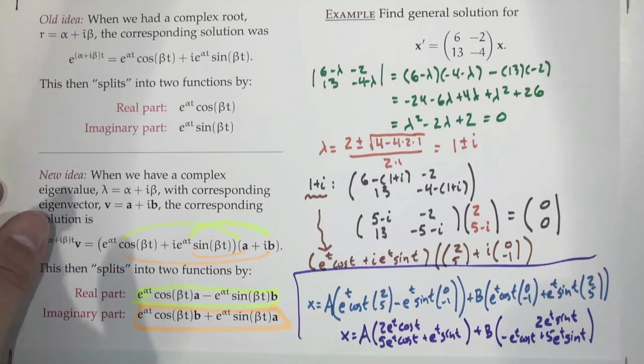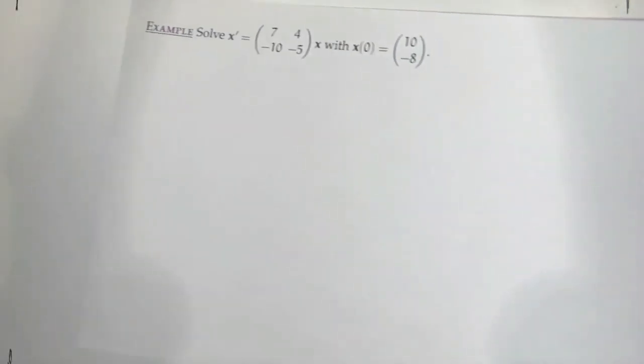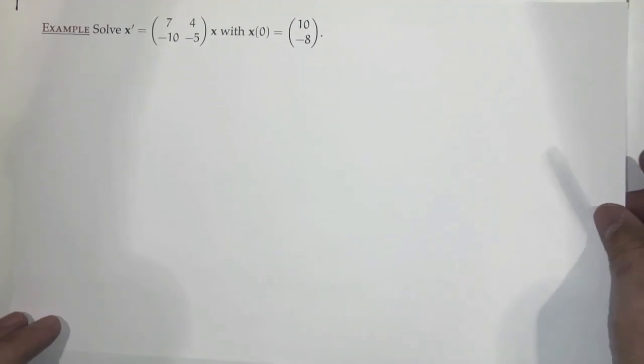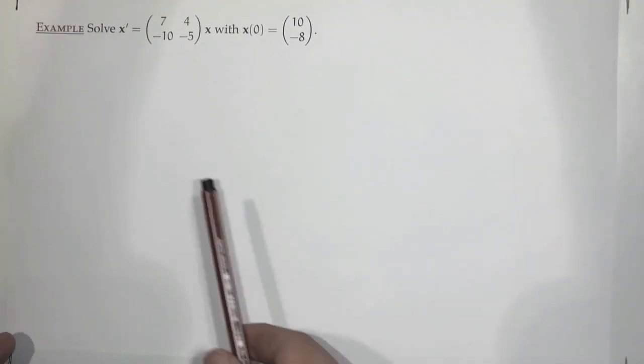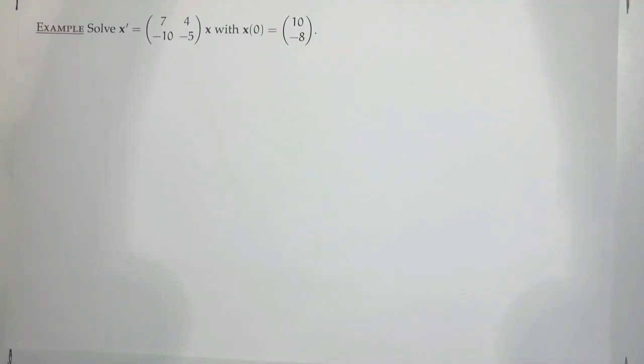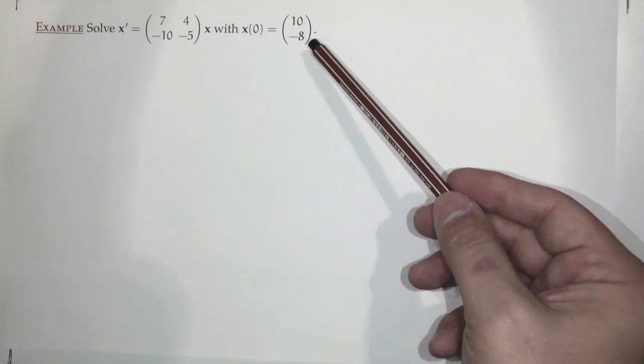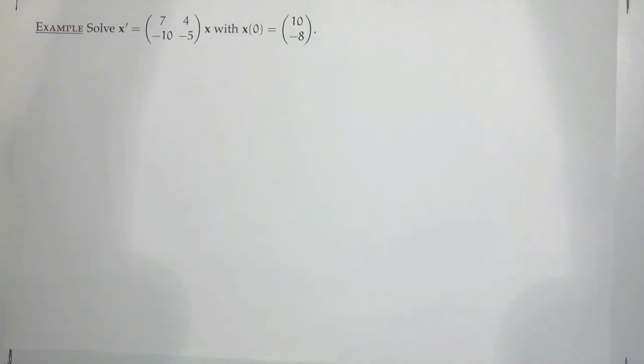So, with all that excitement behind us, a problem. Solve x prime equals the matrix [7, 4; -10, -5] times x, with x of 0 equals [10, -8]. Similar process, but now an initial condition problem.